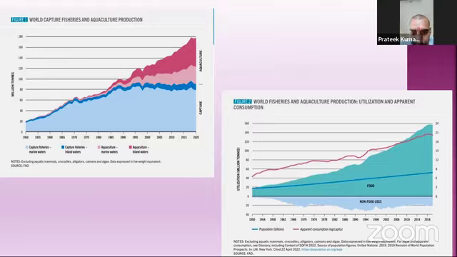So please share. And the next one is also related to world fisheries and aquaculture production, utilization and apparent consumption, which relate to population in billions, apparent consumption in kilograms per capita, and utilization in million metric tons. This is the importance of aquaculture. Next slide, please, ma'am.